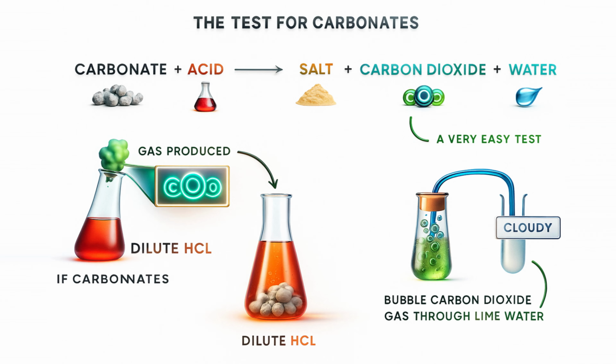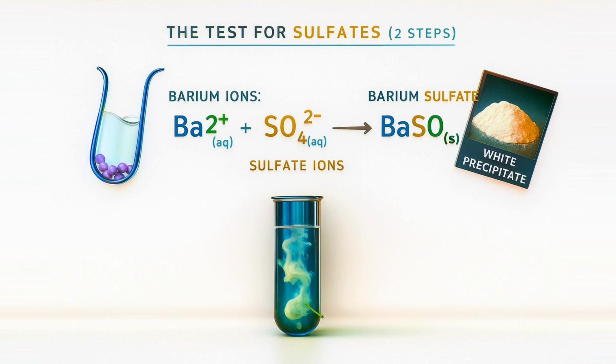To conduct this test, we simply add a few drops of dilute hydrochloric acid to our test solution and then pass any gas formed through lime water. If the lime water turns cloudy, that provides a clear, positive test result indicating the presence of carbonate ions in the sample.